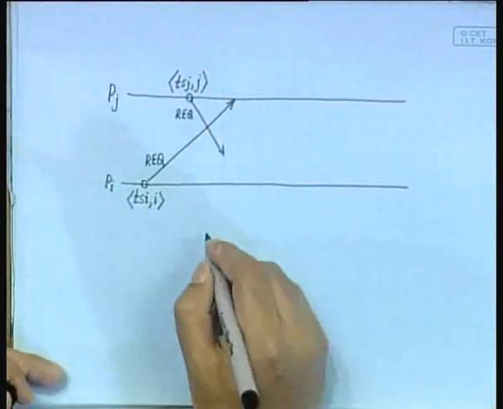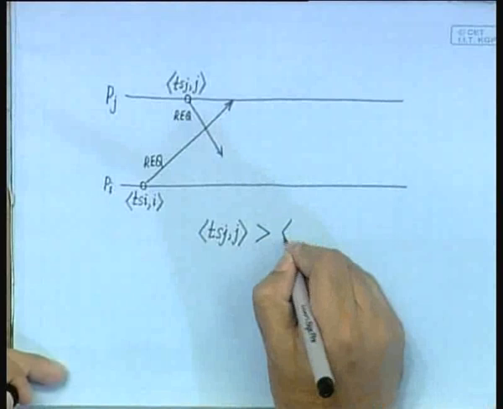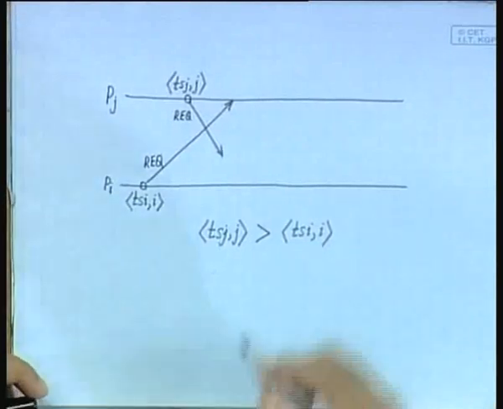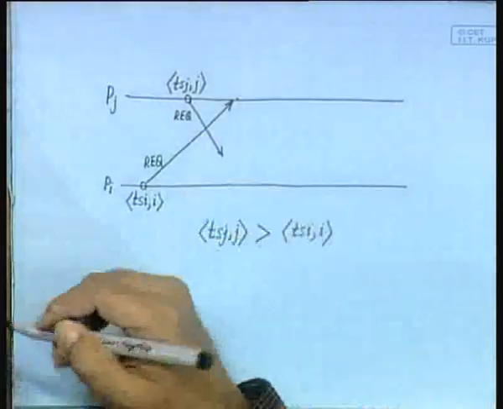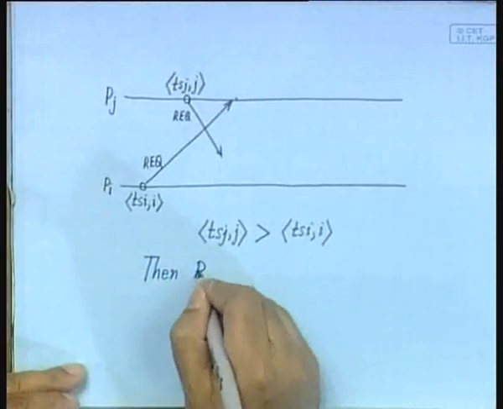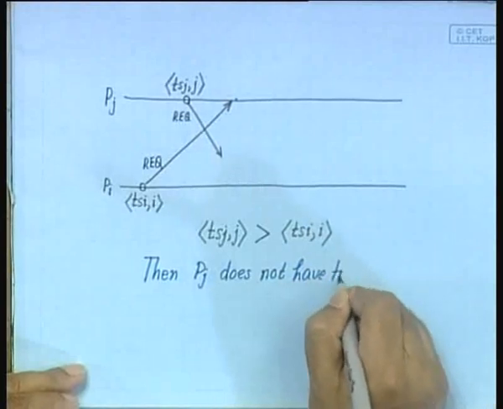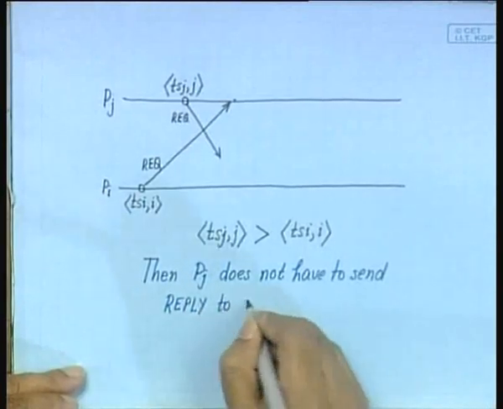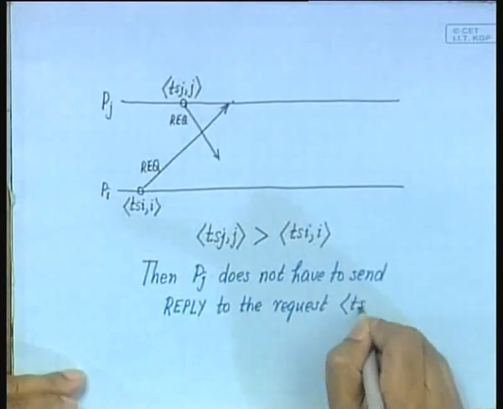Suppose TSj is greater than TSi. Then Pj does not have to send a reply to this. Let us understand why. In this case, what I am saying is that Pj does not have to send a reply to the request TSi. Why?